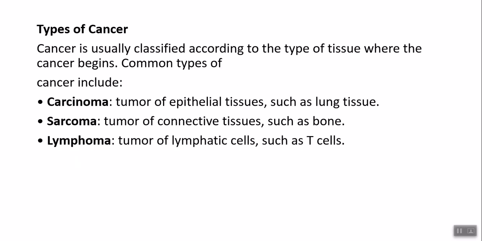Types of cancers are normally classified by the type of tissue where they begin. Carcinoma is a type of tumor that grows on epithelial tissue such as the lungs and the skin. Sarcomas are tumors in connective tissue such as bones and blood. Lymphoma is a tumor of lymphatic tissue such as T cells or B cells, especially in the lymph nodes. This is normally present in the immune system.